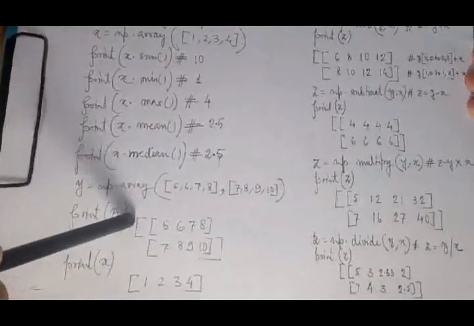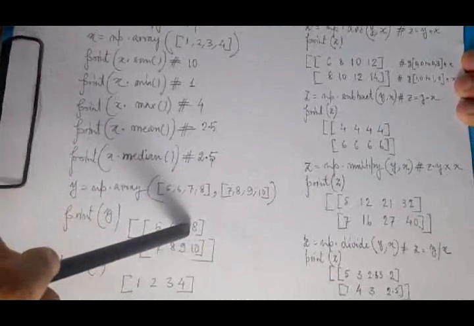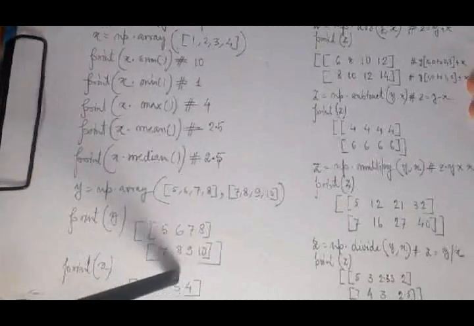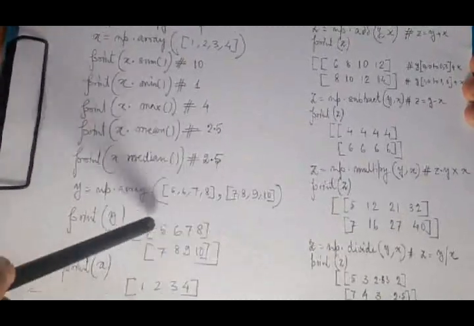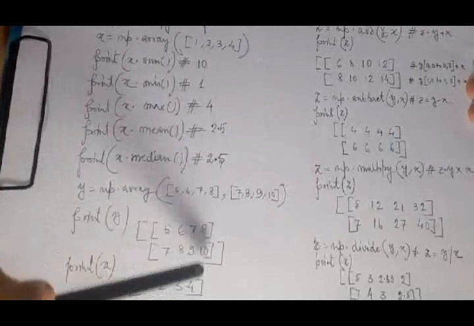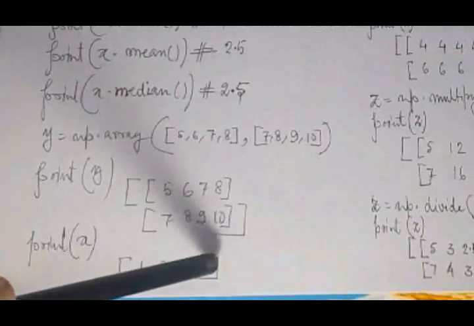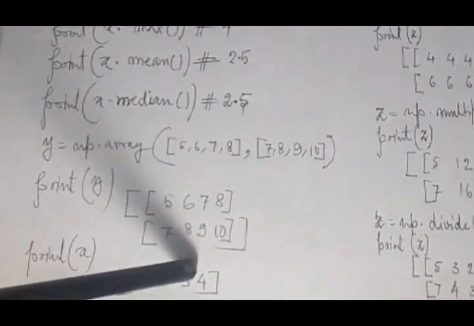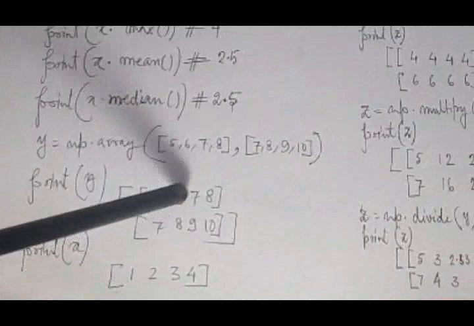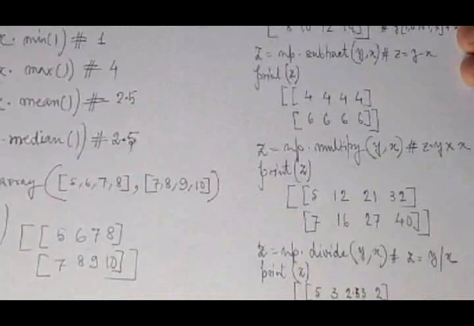So the second index of x will be added to the second column of the first row of y, that is 7, so 3 and 7. Then 0, 1, 2, 3: the value of the third index of x will be added to the value of the 0th row and third index of y, that is 8, so 4 and 8 will be added.